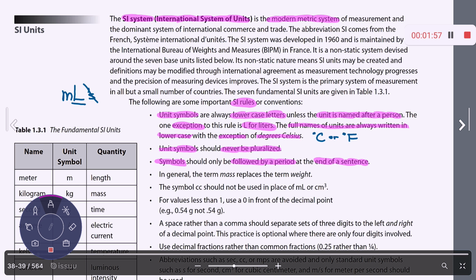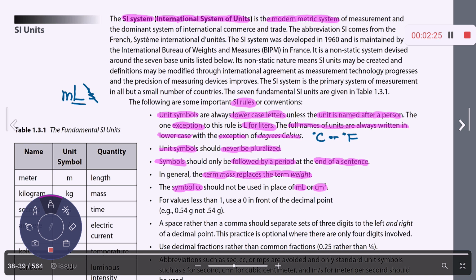We will be replacing the term mass with weight. We're replacing the term weight with mass. Okay, mass is a quantity of matter that stays the same no matter where we are. And then the symbol CC is something that doctors and nurses tend to write. CC is an abbreviation for cubic centimeters. We don't use that. We use milliliters or cm cubed.